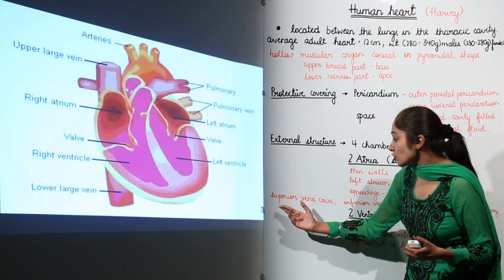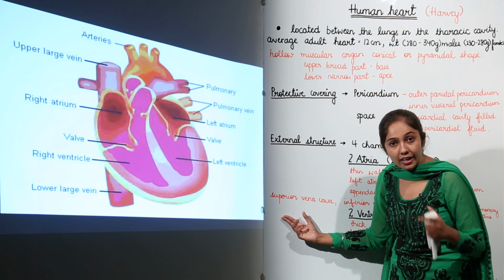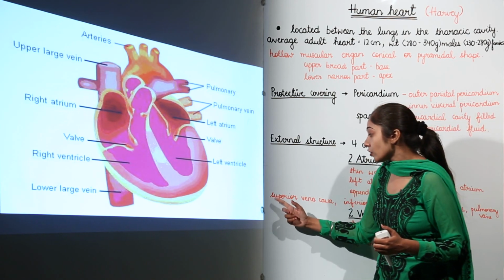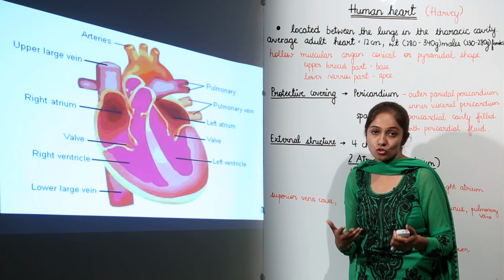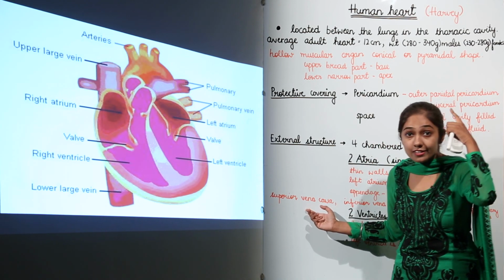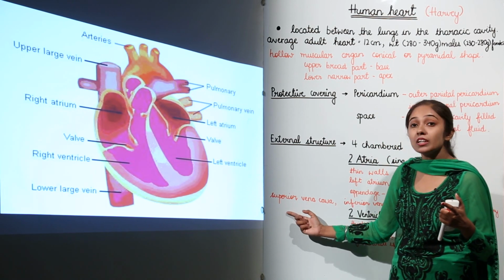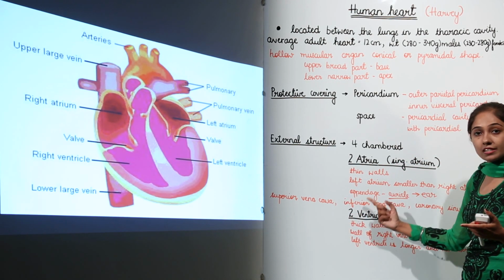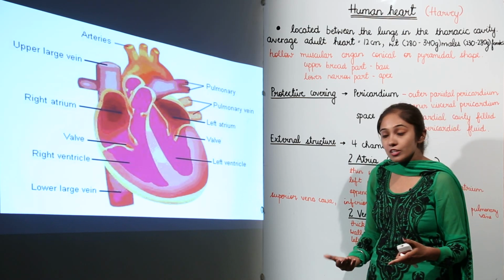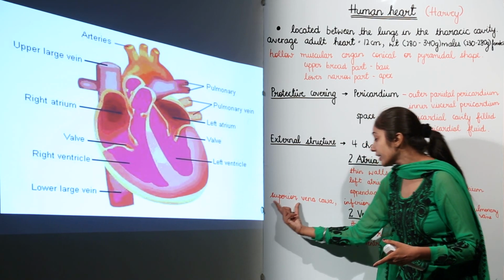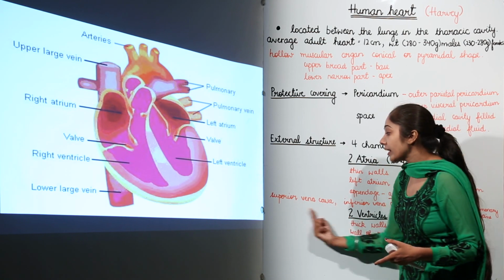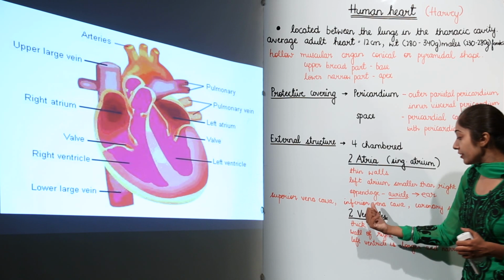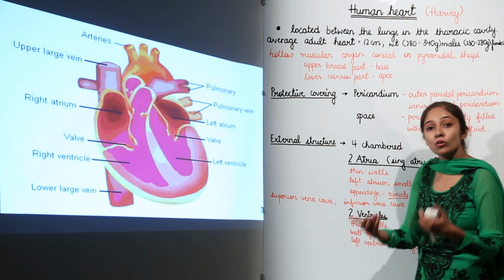So when we talk about the superior vena cava, just remember at this stage that the superior vena cava brings the blood from the upper regions of your body, for example, your head. The inferior vena cava brings the blood from the lower regions of the body. Just remember from the words superior and inferior: superior vena cava brings blood from the upper regions of your body, and inferior vena cava brings blood from the lower regions of the body.